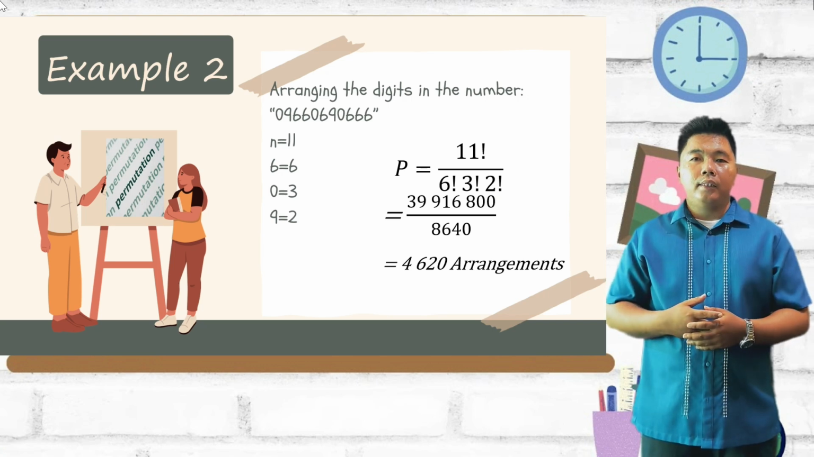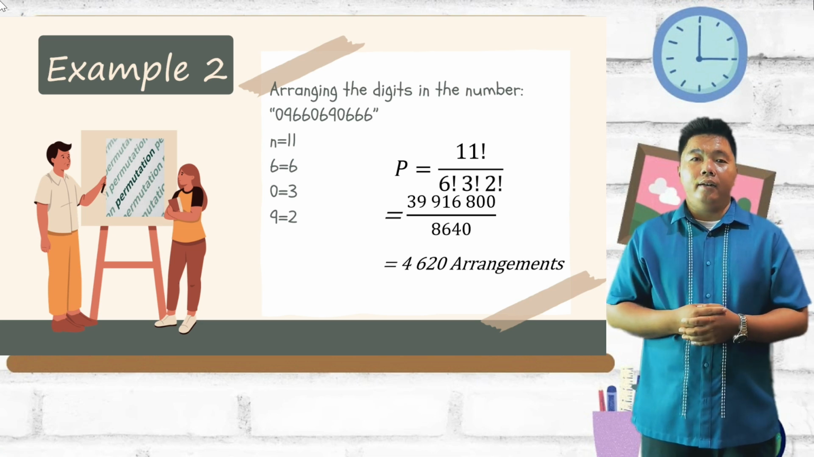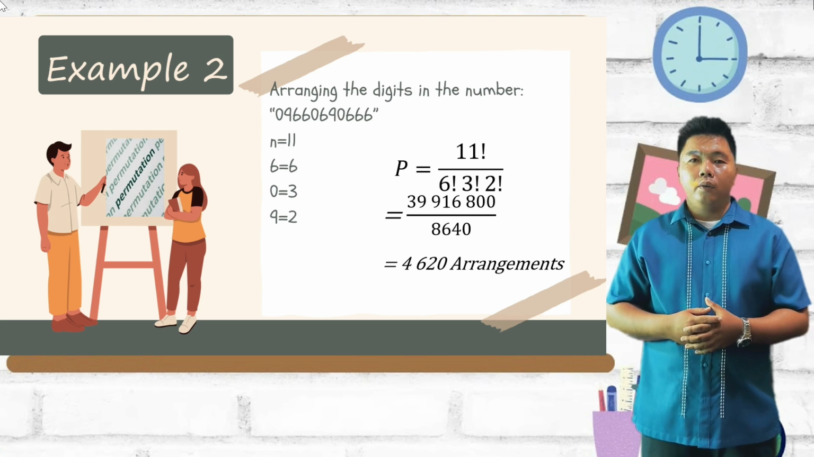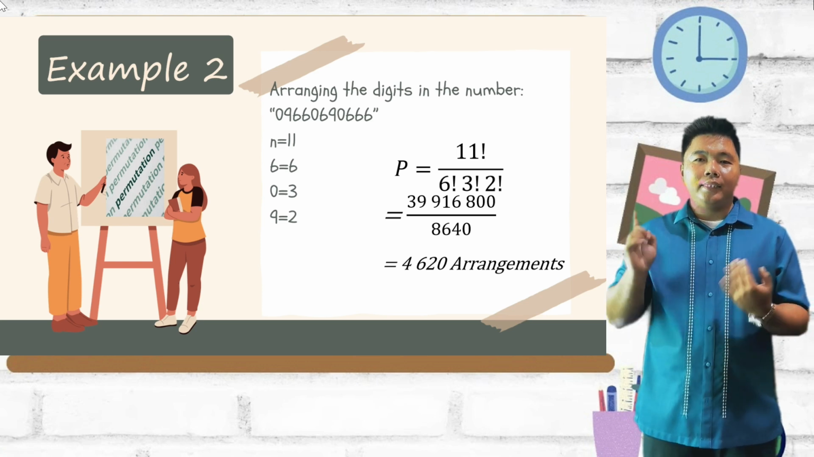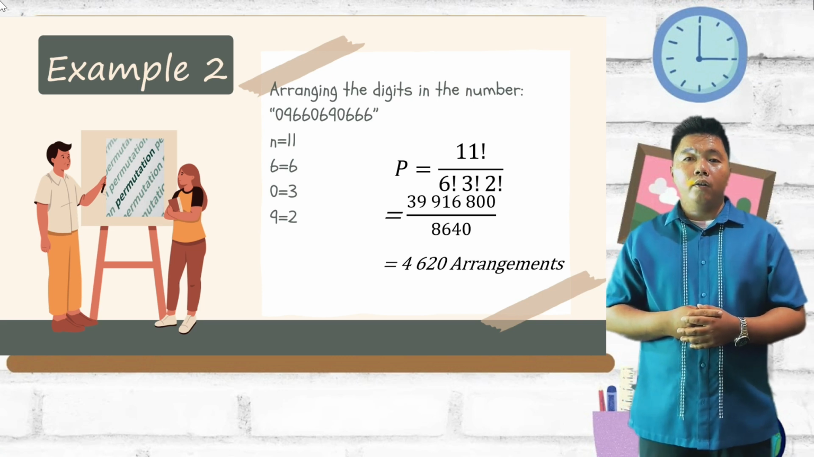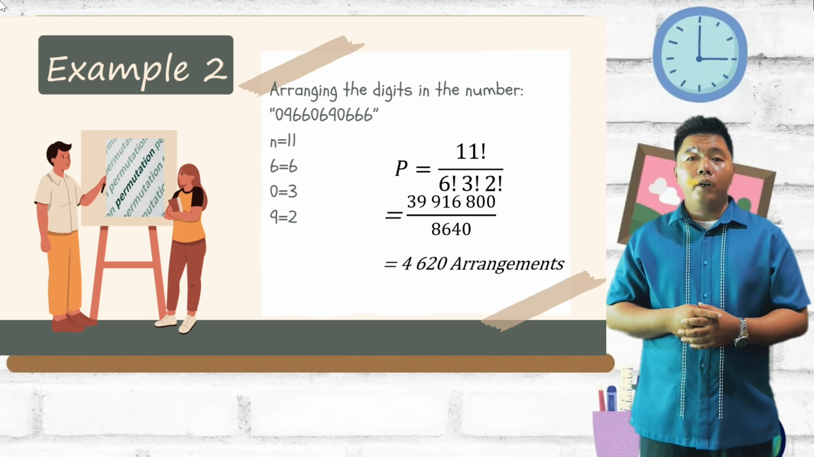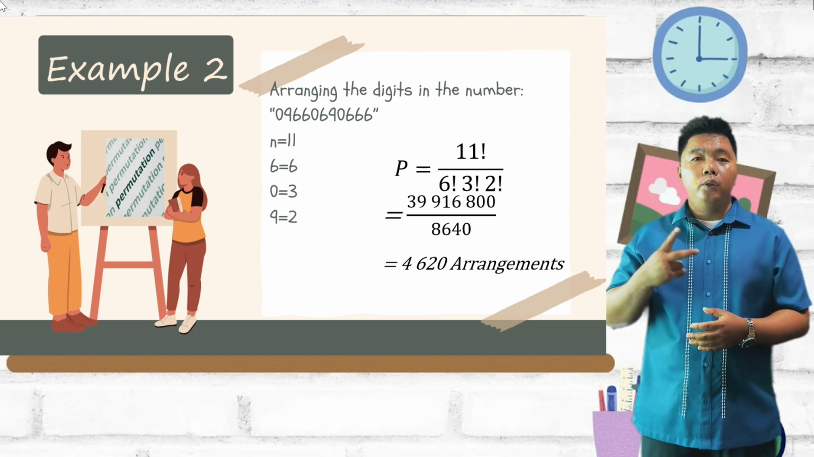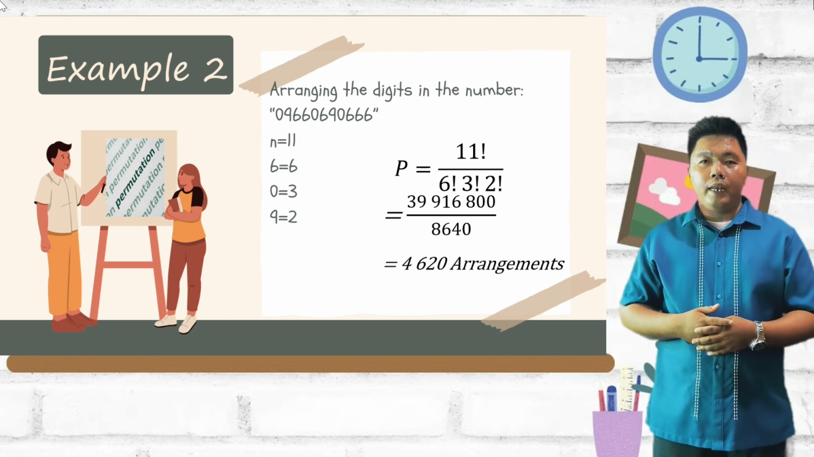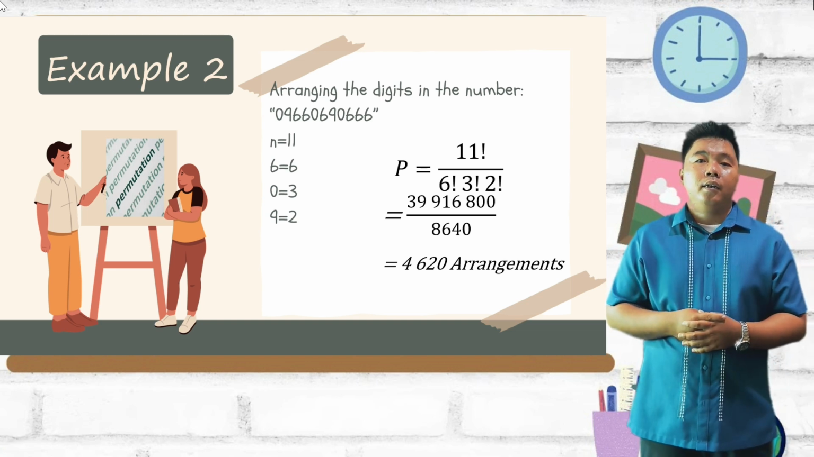After that, let's count how many 0s, how many 9s, and how many 6s there are. Let's start with 6. We have 6 sixes. Second, for 0, we have 3 zeros. And for 9, we have 2 nines. Okay, so let's move on to the solving part using the formula.